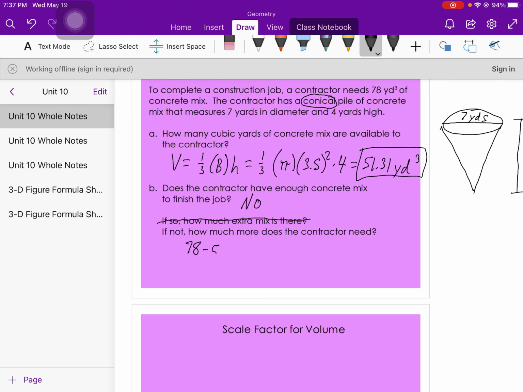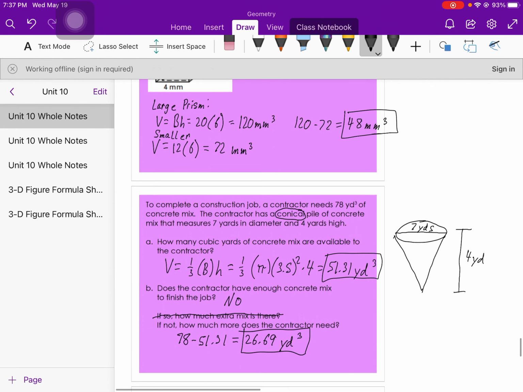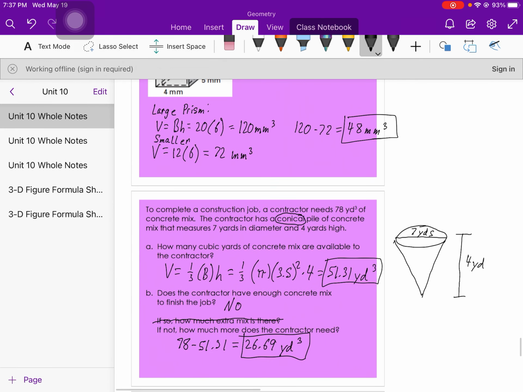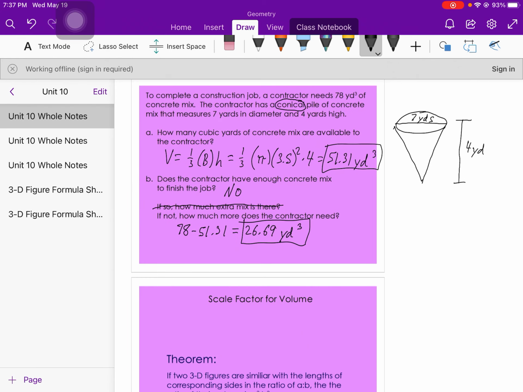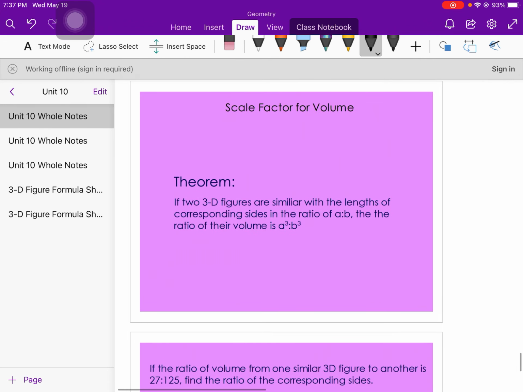So 78 was the desired goal, so we just subtract these. And that comes out to be 26.69 cubic yards, or yards cubed. That's how much concrete mix we are short of meeting our goal. All right, so with these problems, just make sure you read the directions. Think about, is your goal to find surface area or to find volume? But the application problems are really no different than what we've already been doing.